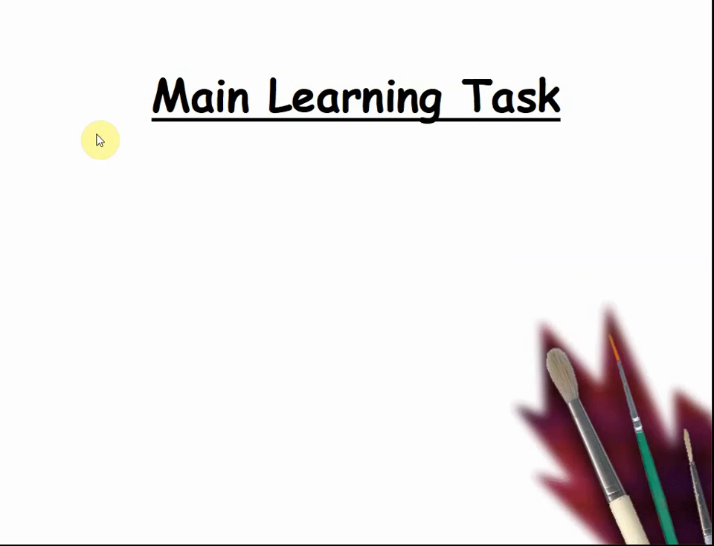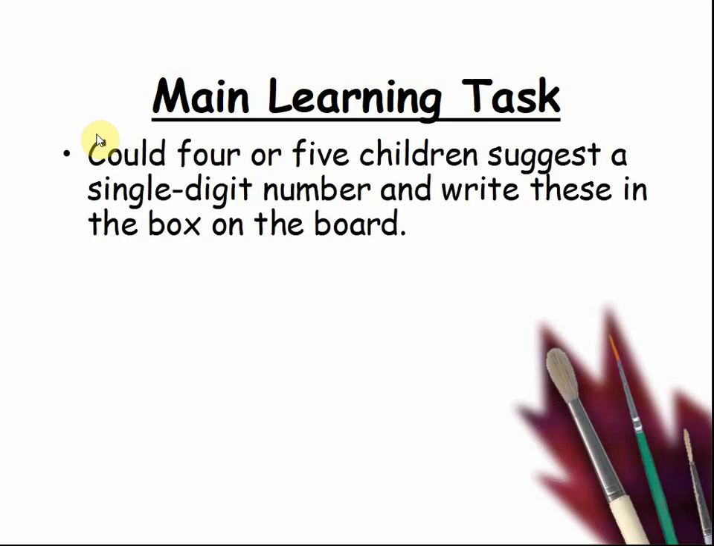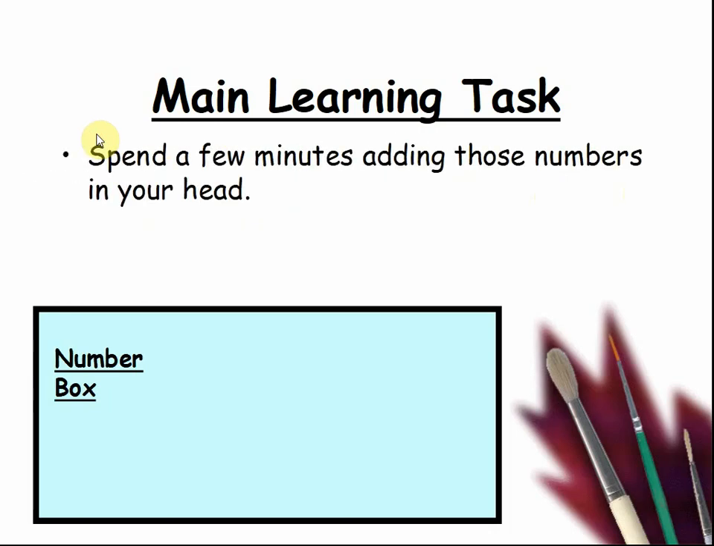This is the main learning task. Today the class is going to learn a useful trick to help when adding several small numbers together. Could 4 or 5 children suggest a single digit number and write these in the box on the board? Pause the video until you have written the numbers. Spend a few minutes adding those numbers in your head. What number can you make? Pause the video.